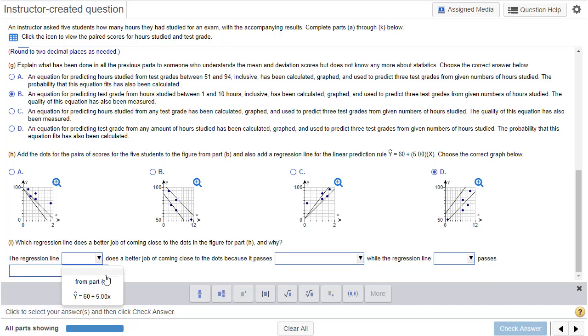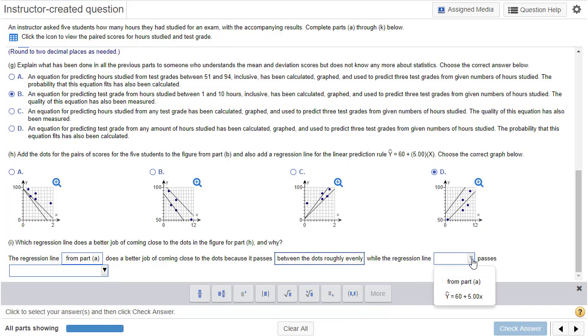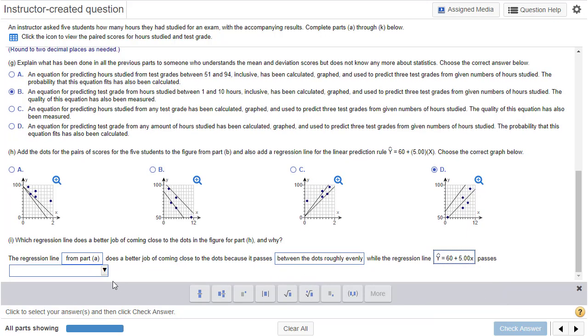So my regression line from part A that I actually computed, that does a better job, because it passes sort of roughly evenly between the dots, right? While the regression line from the one that they gave me, this new one, passes pretty much above all the dots, doesn't it?